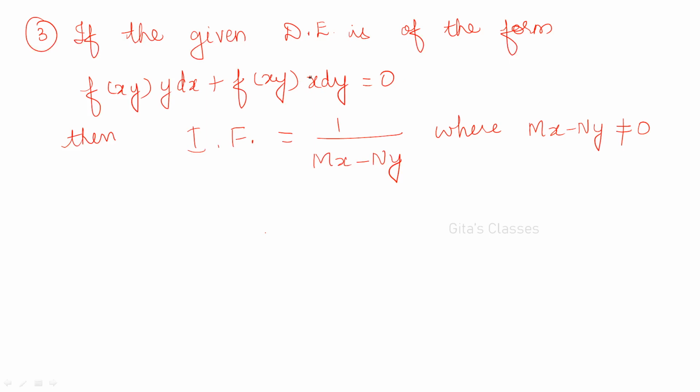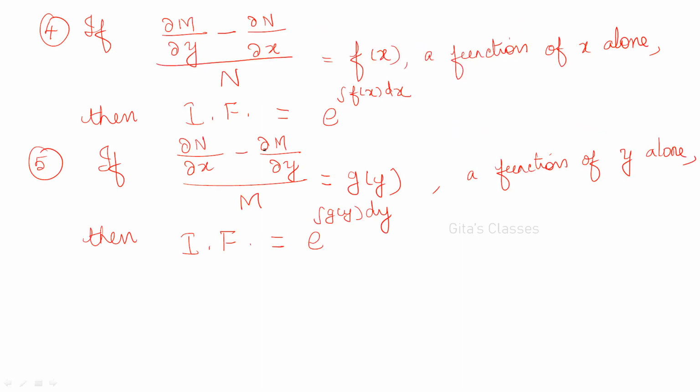If it is in this form, then multiply m by x and multiply n by y and subtract from that. So 1 by (mx minus ny) will be our integrating factor. That is the third one. Then the fourth one: if it is not possible to find it like that, then you can go for the next checking.